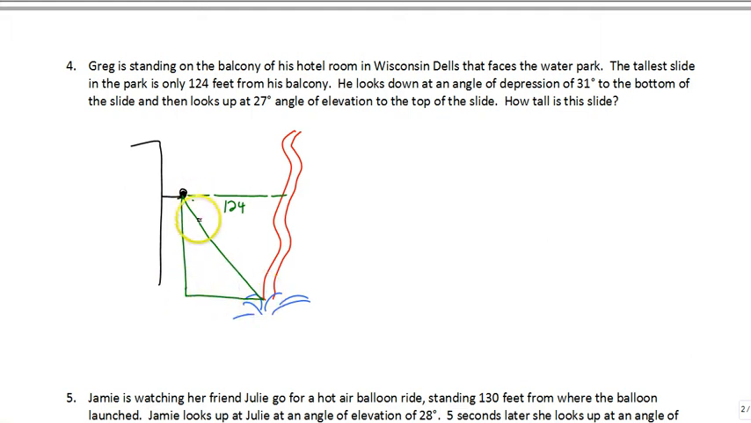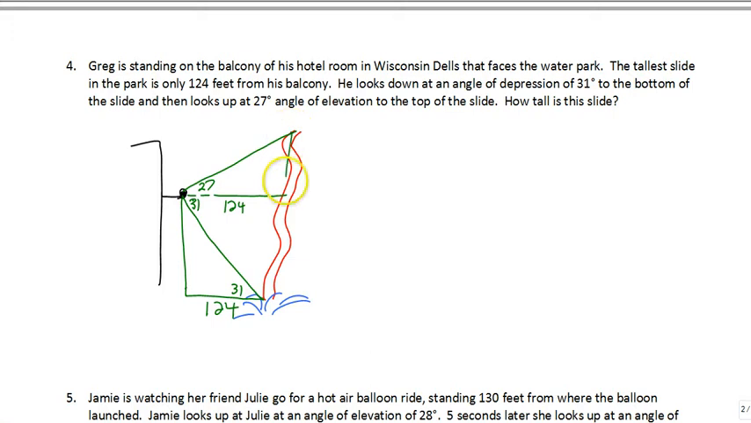You can draw the angle. So this is the angle here, 31, which can go here. And again, we know that this is 124 because that's what it gives us from the water slide to where he is horizontally. He looks up at the top with an angle of 27 and still a 124. How tall is this slide?